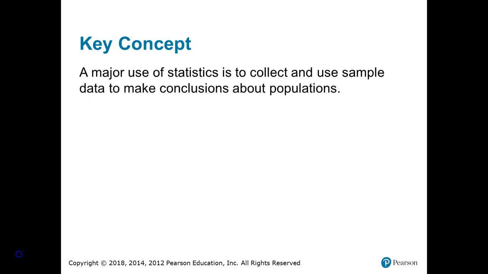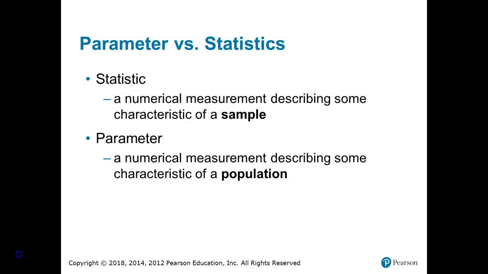So a major use of statistics is to collect and use sample data to make conclusions about the populations. Well, that's pretty much the whole point of the class. So let's now look at what a parameter is versus what a statistic is. A statistic is a numerical measurement describing some characteristic of a sample. A parameter is a numerical measurement describing some characteristic of a population.